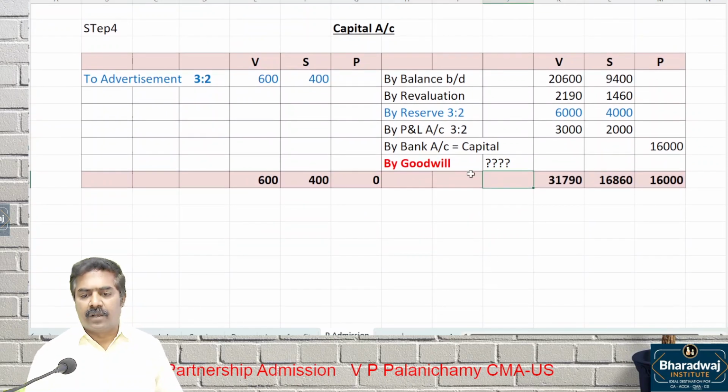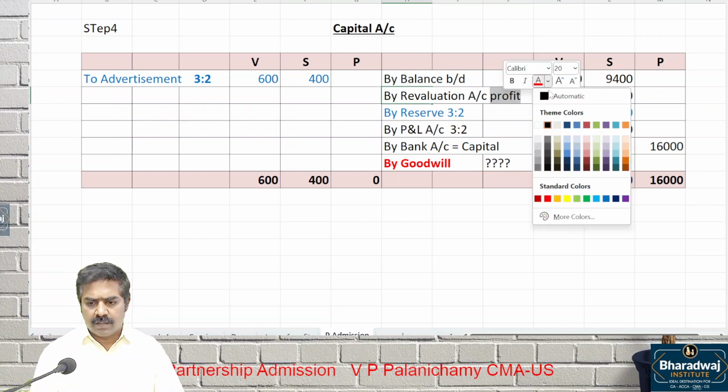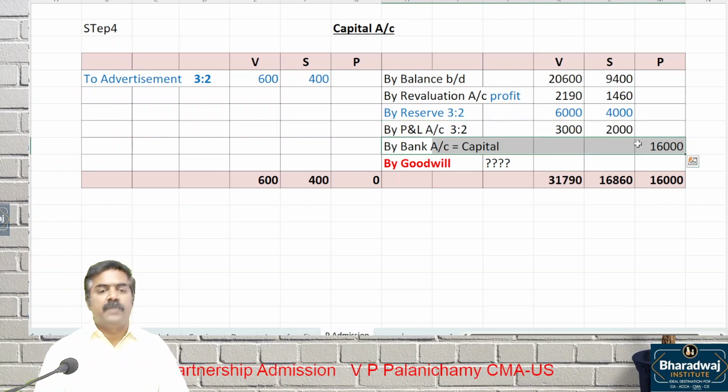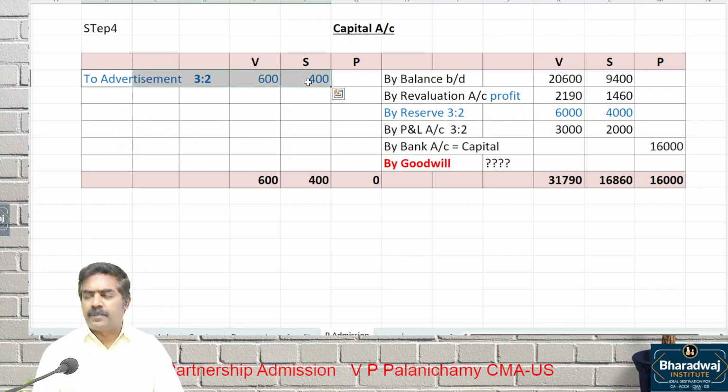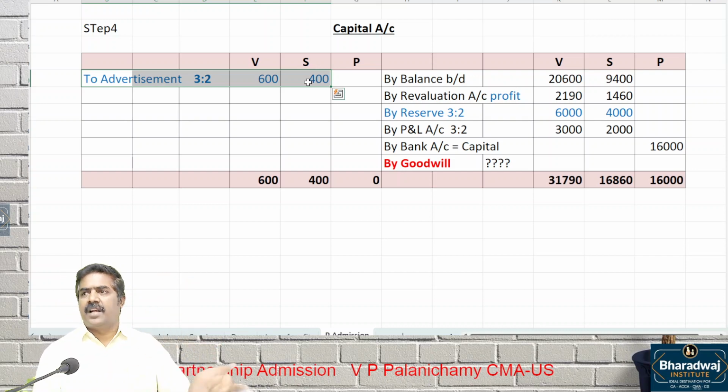Please check the capital account. Opening balance we recorded. Revaluation account, the profit we transferred. Then what else we recorded? Reserves we transferred in old ratio. P&L account we transferred in old ratio. Capital is brought in by the partner. Advertisement expenditure to be written off. Advertisement expenditure, P&L account loss, miscellaneous expenditure loss, all will be written off to whom? Old partners in which ratio? Old ratio.